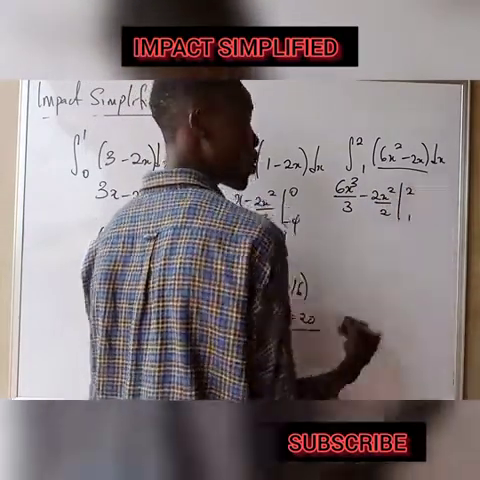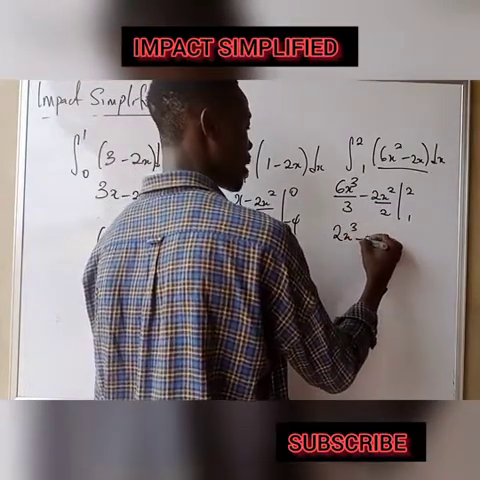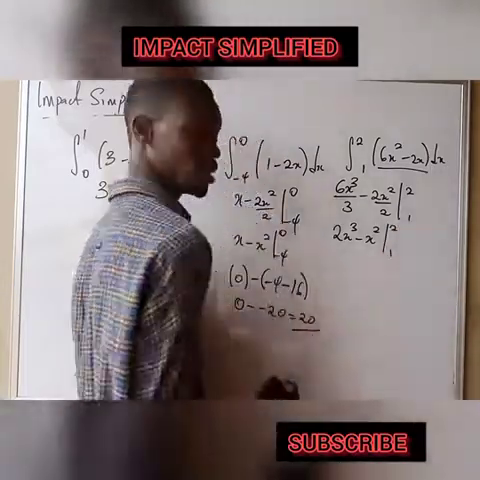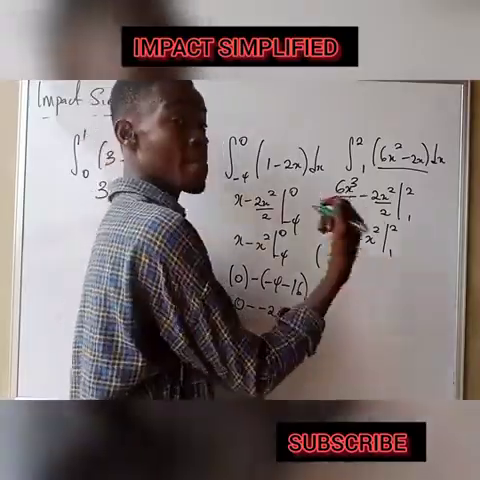The upper is 2 and 1. Do we get that? So reduce. That will give us 2x cubed minus x squared. The upper is 2 and 1. Do we get that? So now remove the upper and the lower. Your upper minus the lower.